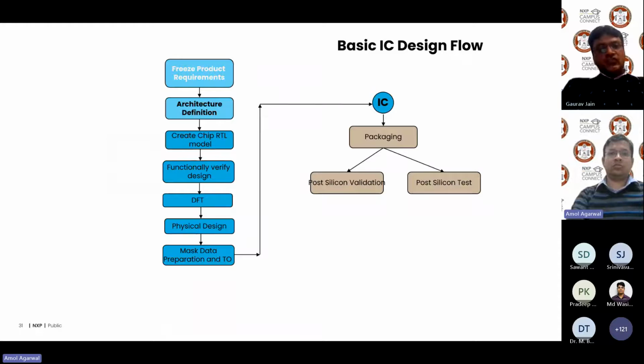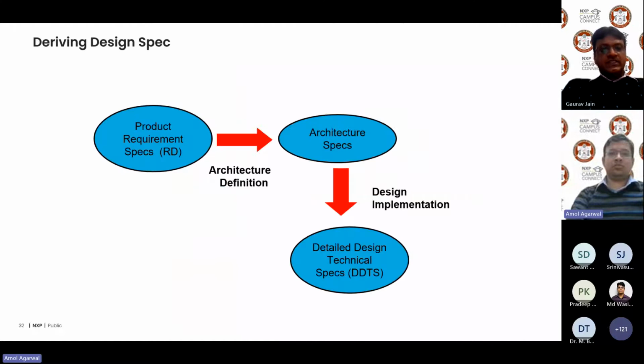Okay, so the product requirements will get translated to the architecture definition. The architecture definition will be basically next level documentation, which is closer to the RTL, while the product requirement is closer to the market or the customer specification. And from the architecture specification, we have the detailed design technical specification, which also captures what kind of modules we need, what kind of connections, or what kind of performance. So all those will be there in the detailed design technical specifications.